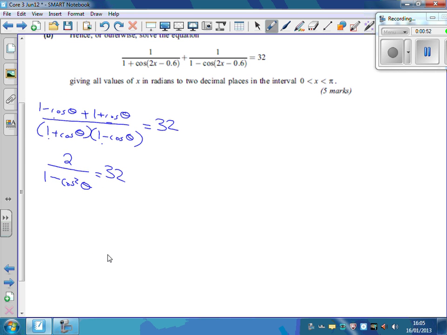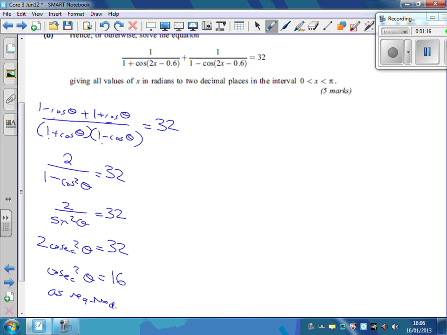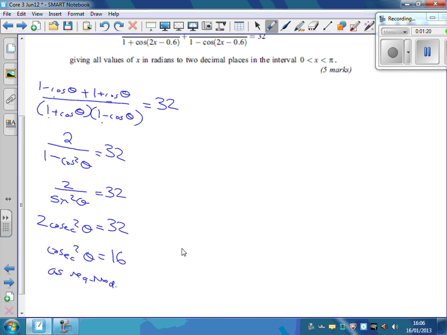We can now see we've got 1 minus cos squared here. 1 minus cos squared, of course, is sine squared theta. And because it's a sine squared theta on the bottom, we could say that that is a cosec squared theta, equals 32. Now divide by the 2, and we get cosec squared equals 16 as required. Loads of different ways of doing it. That seems as short and clear as any.